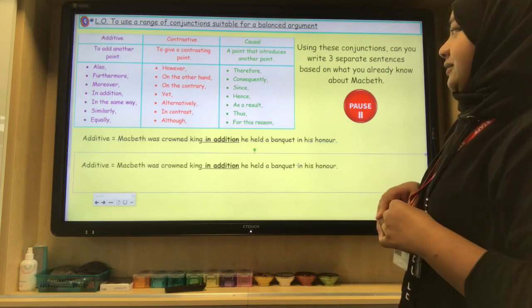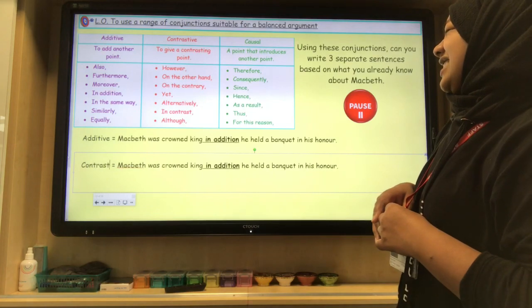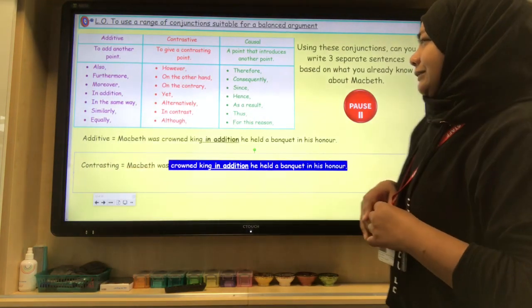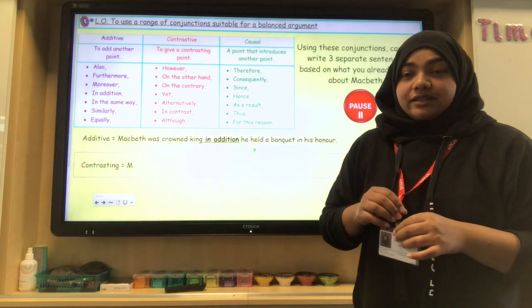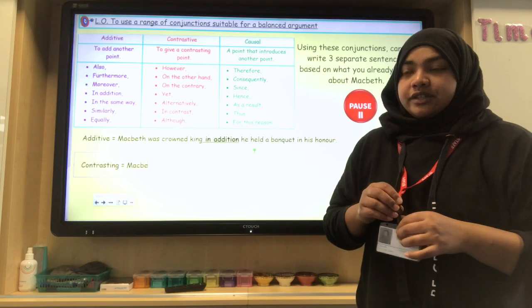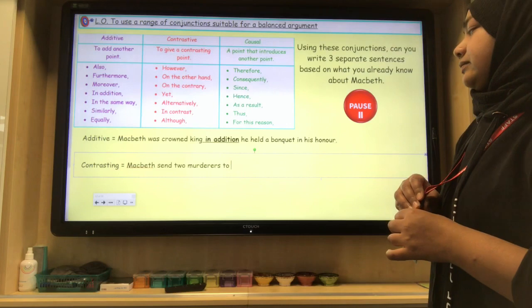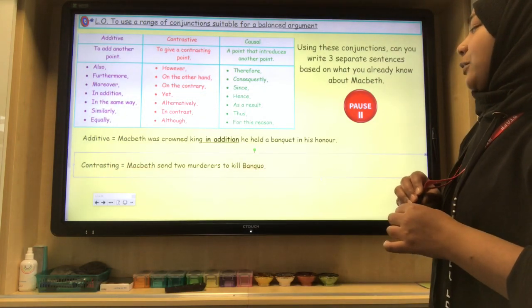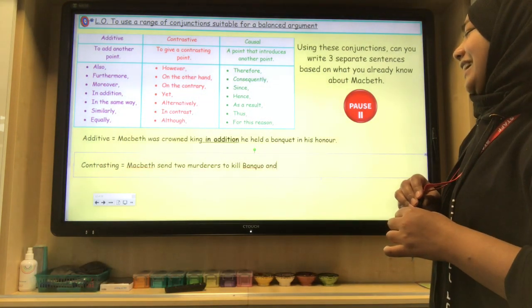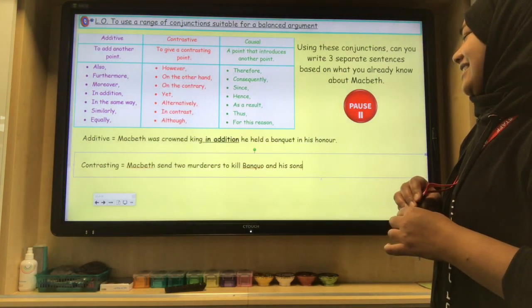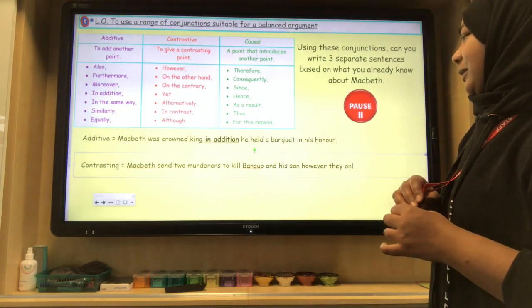Contrastive, so giving another point. So I'm thinking on the spot, boys and girls. Let's see. Right. Macbeth sent 2 murderers to kill Banquo and his son. However, they only managed to kill Banquo.